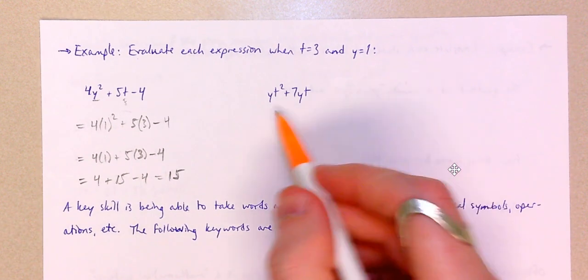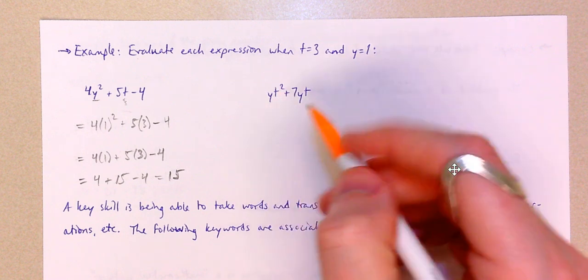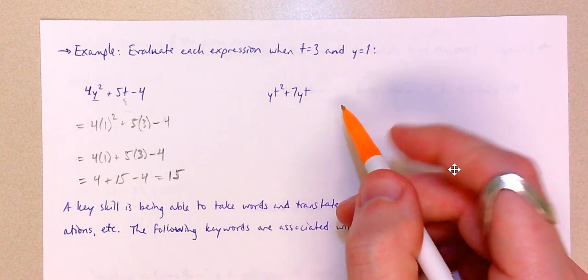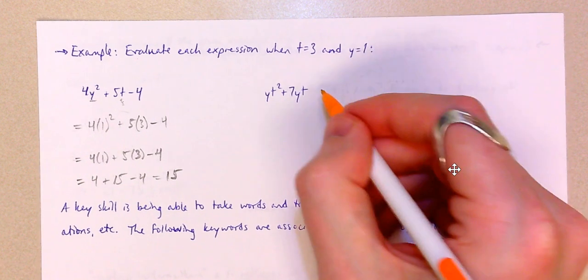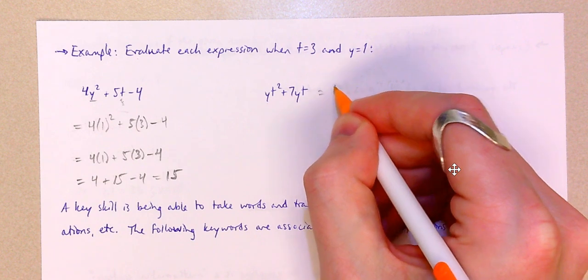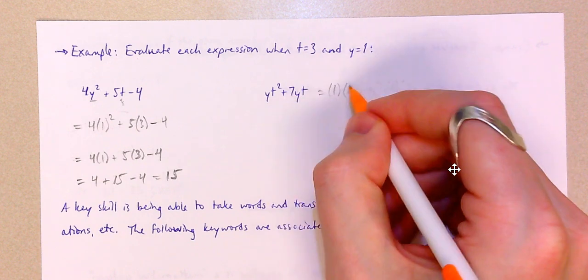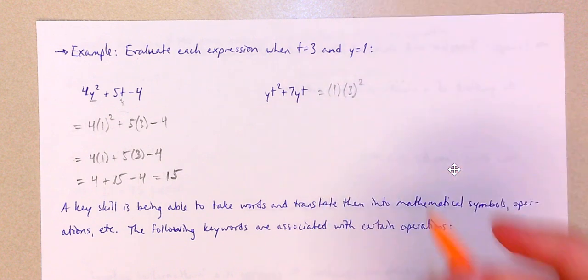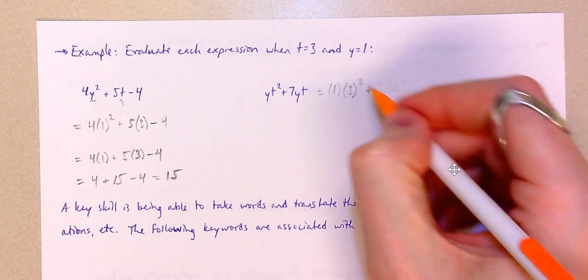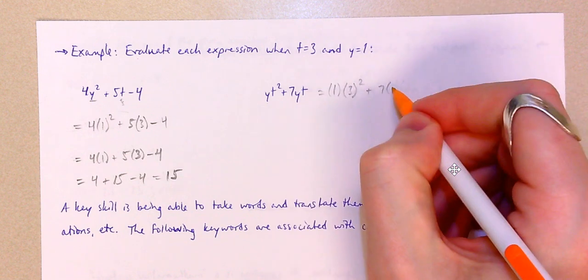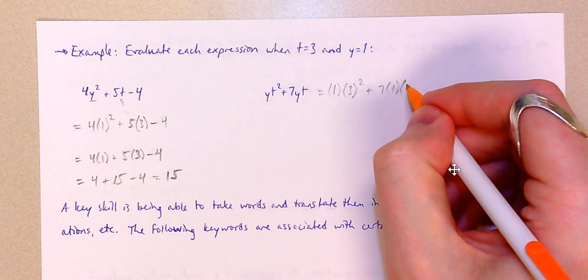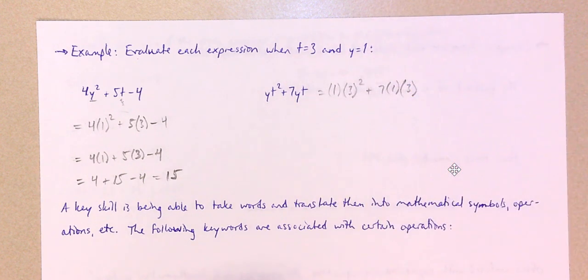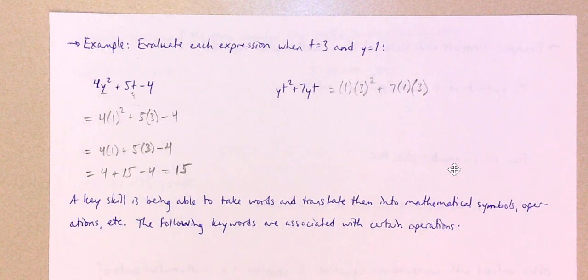Second one here, y times t squared plus 7 times y times t. Again, we're going to substitute in the proper value in the proper variable. So y, 1, times t, is 3 squared, plus 7 times y, 1, times t, 3. And now I'm actually going to stop here, and I'm going to let you solve this problem on your own.